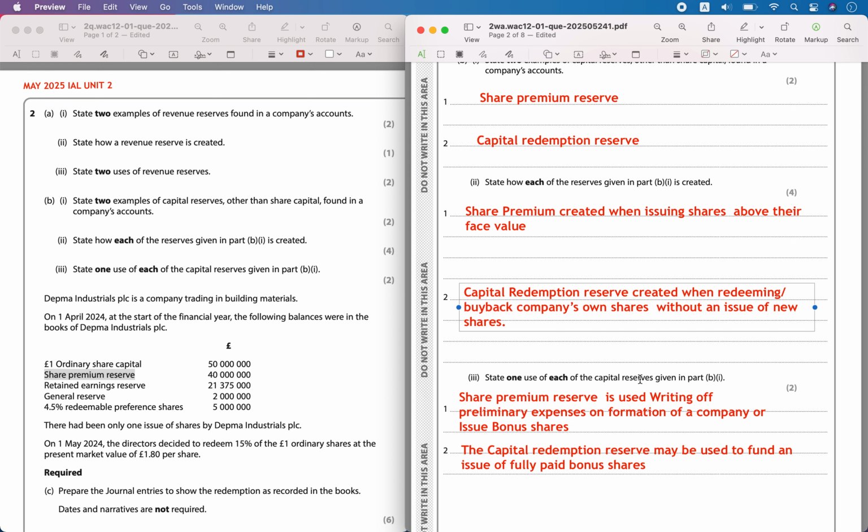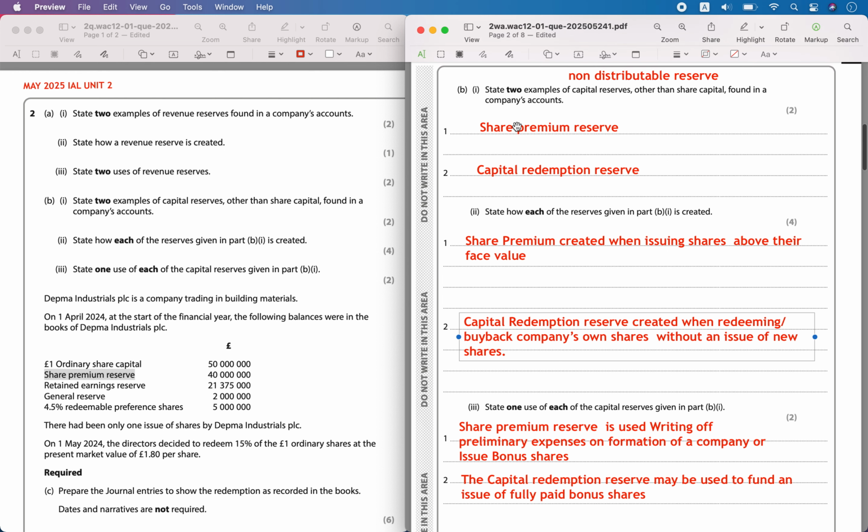Then state one use of each of the capital reserves given in part B1. So if I have stated share premium reserve, I can use it to write off expenses. For example, I am forming a new company and I am spending some amount. I will use the share premium reserve, decrease it, and debit the expenses. Those are the journal entries that will happen.